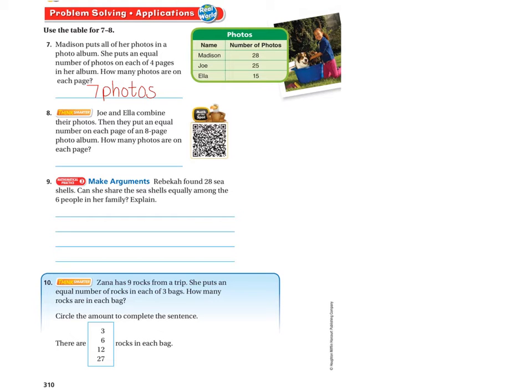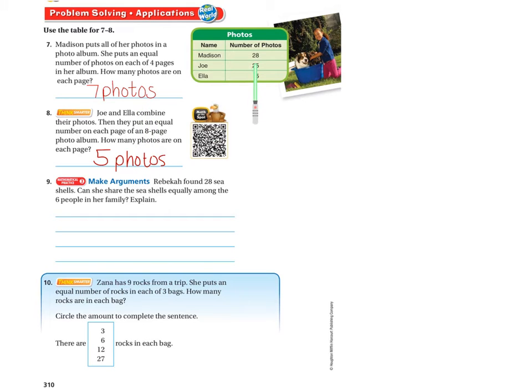The answer to number 8 is 5 photos. If you got 5 photos, fast forward now. To get 5 photos, the first thing you need to do is add Joe and Ella's photos together, since the word combine means that we're putting things all together.